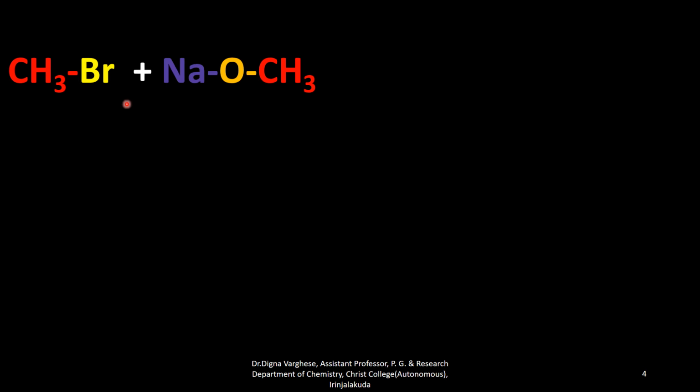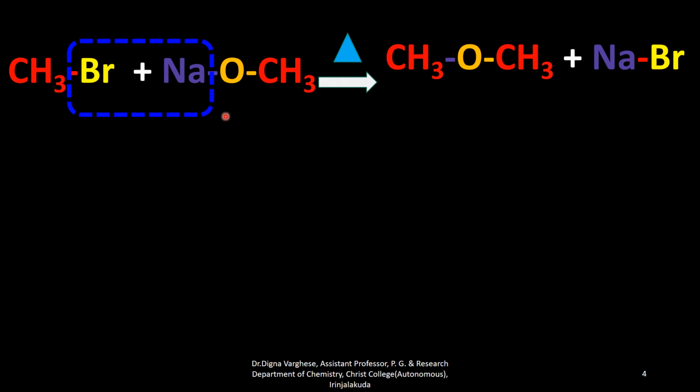Here you can see an example for Williamson's ether synthesis, that is when bromomethane reacts with sodium methoxide, on heating giving dimethyl ether and sodium bromide. Here you can see the sodium bromide eliminated, and also the methyl is joined to this methoxy group. So it is methoxymethane or dimethyl ether, and the sodium halide is eliminated from this reaction. Here it is sodium bromide.